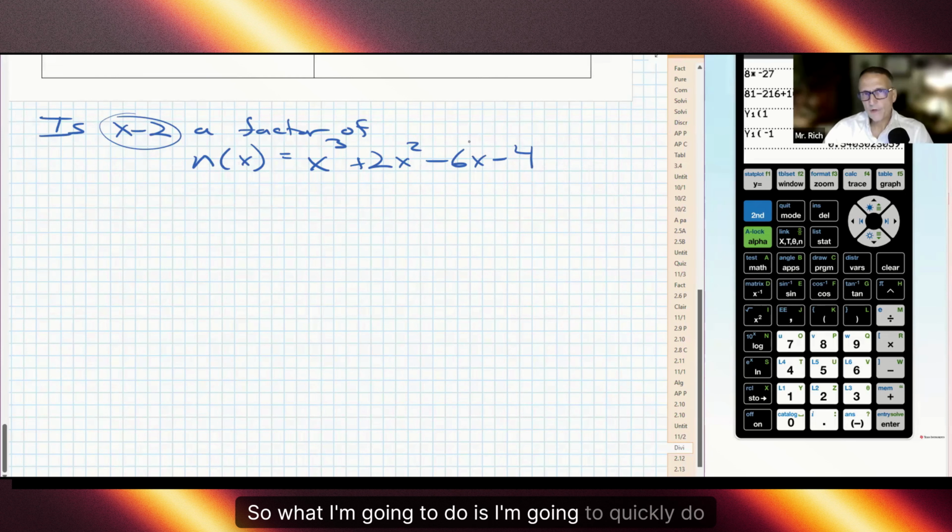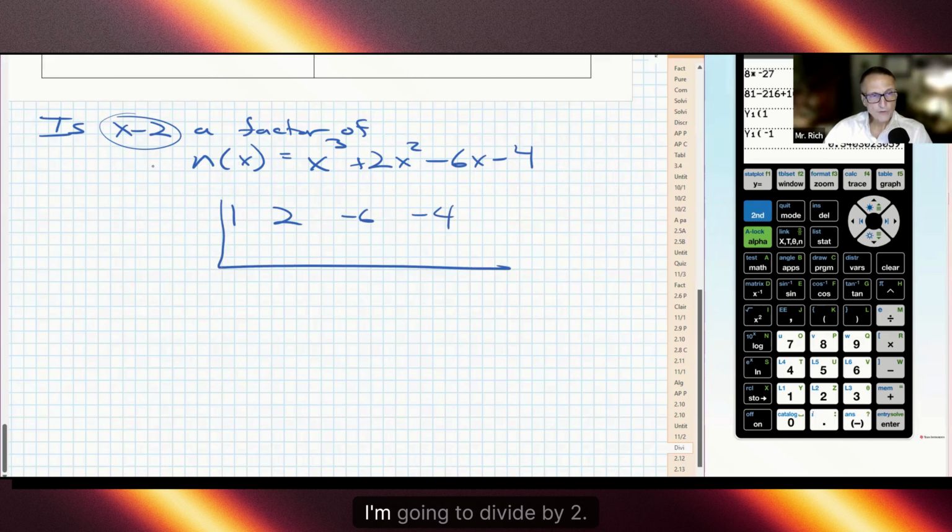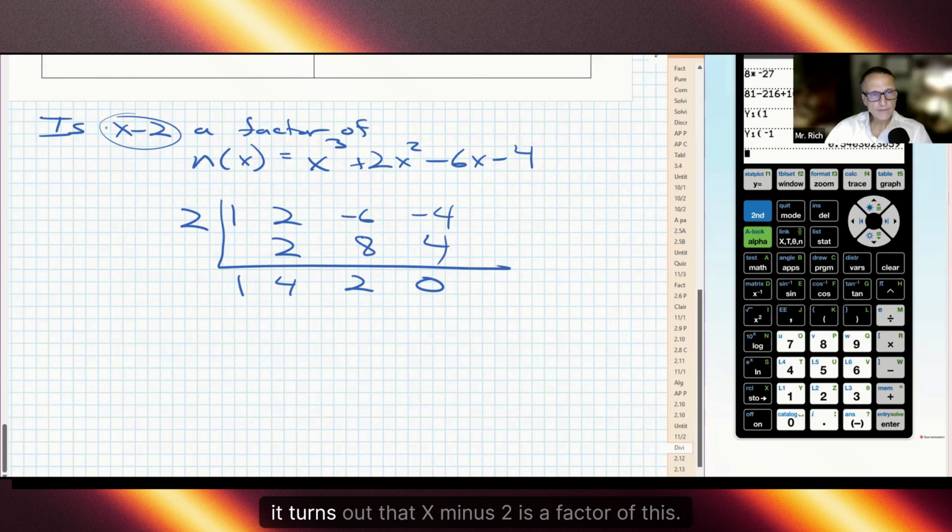So what I'm going to do is quickly do synthetic division. I'm going to pull the coefficients here, 1, 2, negative 6, negative 4. I'm going to divide by 2. So I change the minus 2 to a plus 2, pull the 1 down, 2 times 1, add, 2. 2 times 2 is 4. The remainder is 0. So yes, it turns out that x minus 2 is a factor of this.